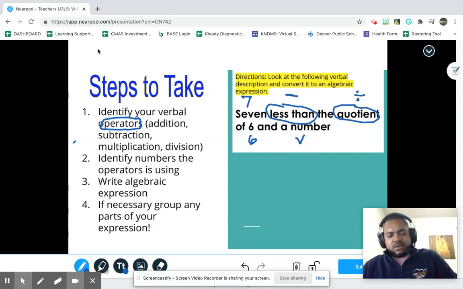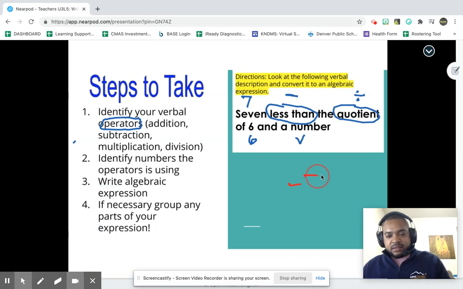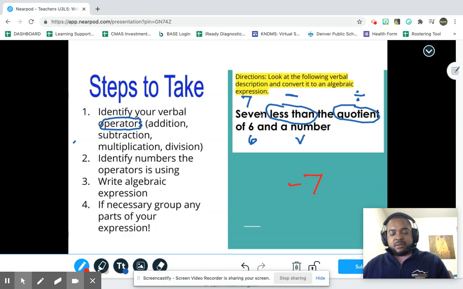So, what is going on here? What am I subtracting 7 from? Well, this comes back to what we were talking about before, understanding what is happening here. Because it's 7 less than this, I'm actually subtracting 7. So I want to start writing my algebraic expression. I'm subtracting 7 from the quotient of 6 and a number.